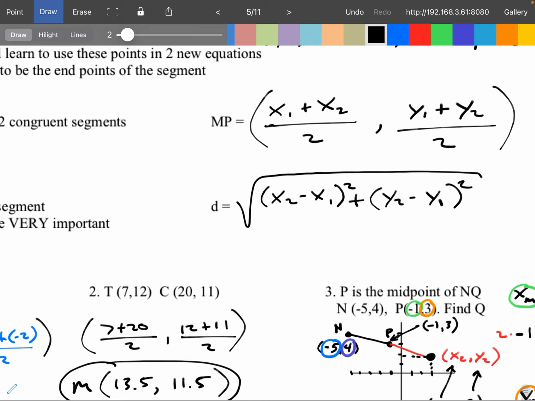But I did make an error here on my formula. Rachel, that's supposed to be a Y1 right there. Got it. Oh, on the right? Yeah, right here. That's supposed to say Y2 minus Y1.